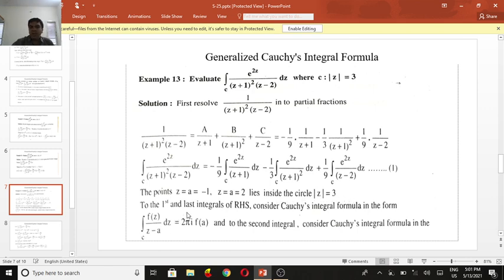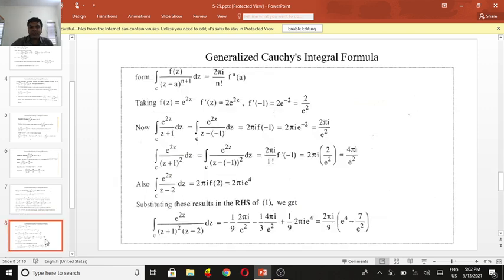So for the first and the last integral of the right hand side, consider the Cauchy integral formula: integral of f of z divided by z minus a dz is 2 pi i f of a. In the second integral, we use the Cauchy integral formula in the form: integral of f of z divided by z minus a to the power n plus 1 dz is 2 pi i by n factorial times the nth derivative of f at a. So I come to the problem.